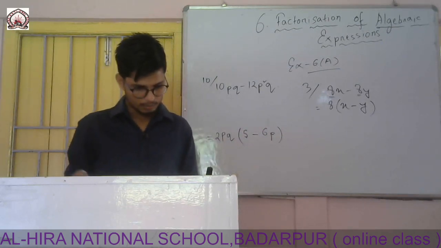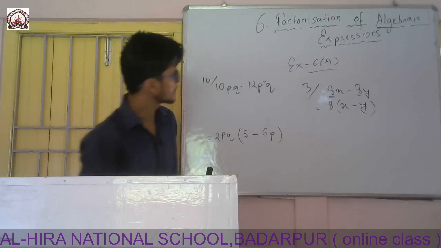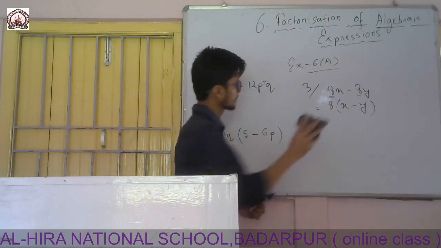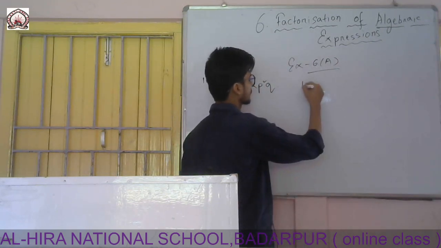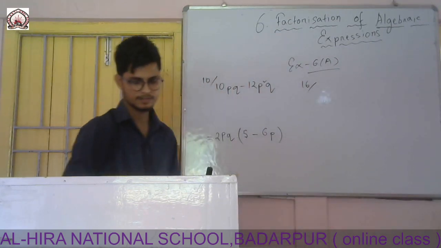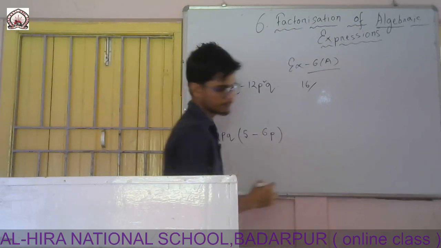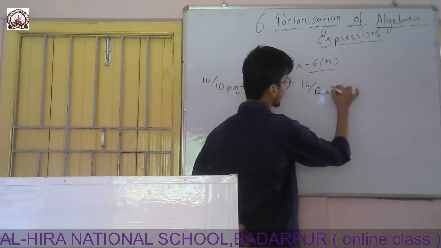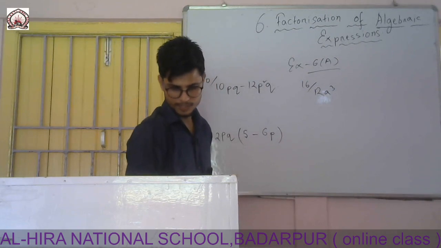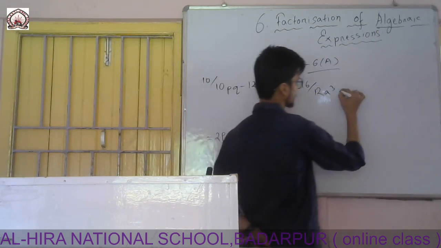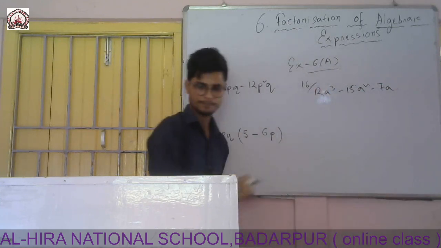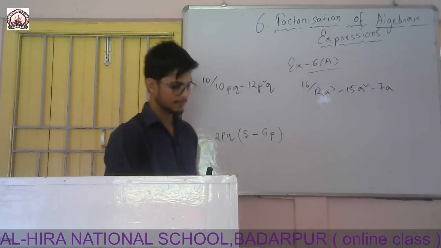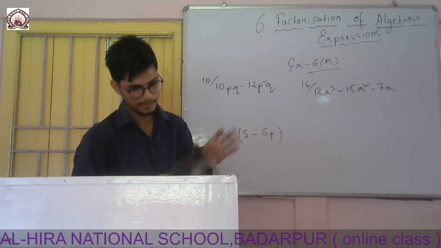Okay, so now take out question number 16. Question number 16: 12A cube minus 15A square minus 7A.